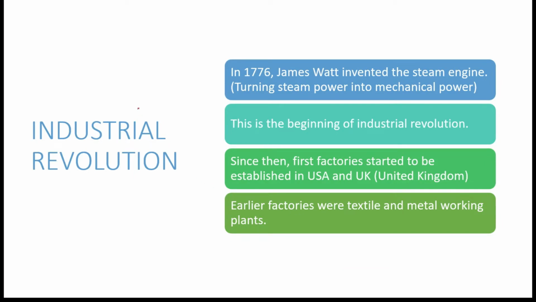So, what happened during the industrial revolution? In 1776, James Watt invented the steam engine. That was the critical event that happened during that time. So that was the beginning of industrial revolution. Since then, factories started to be established in Europe, mainly in UK. Earlier factories were mainly based upon textile and metal working plants. So during industrial revolution, the clothes were able to be mass manufactured.